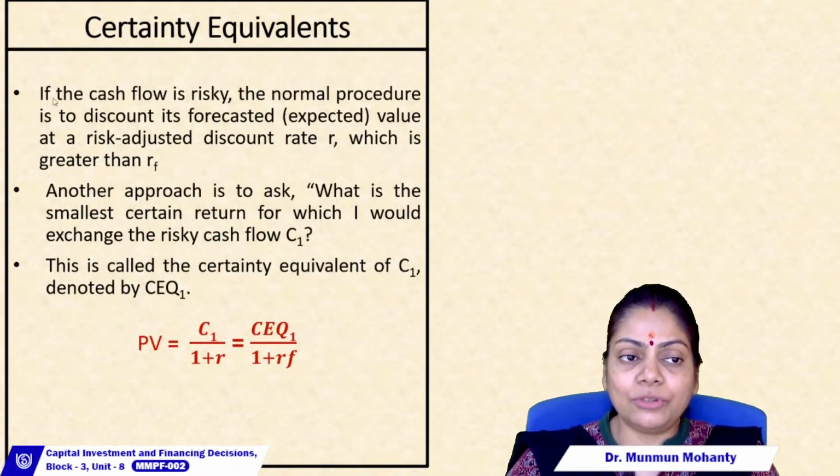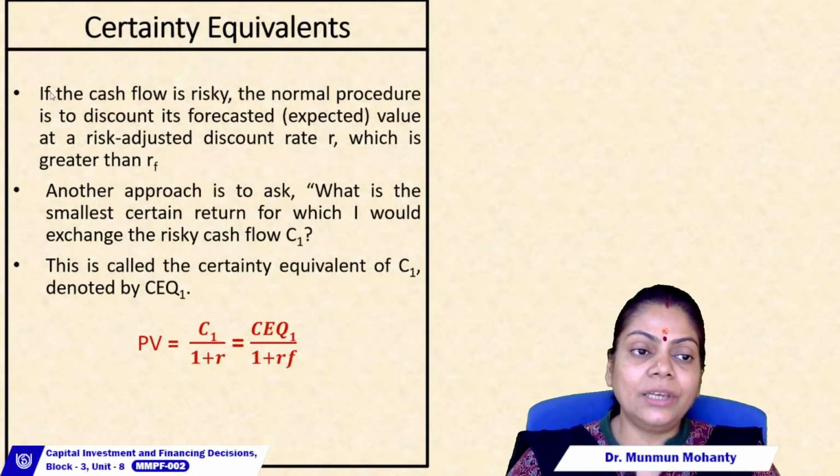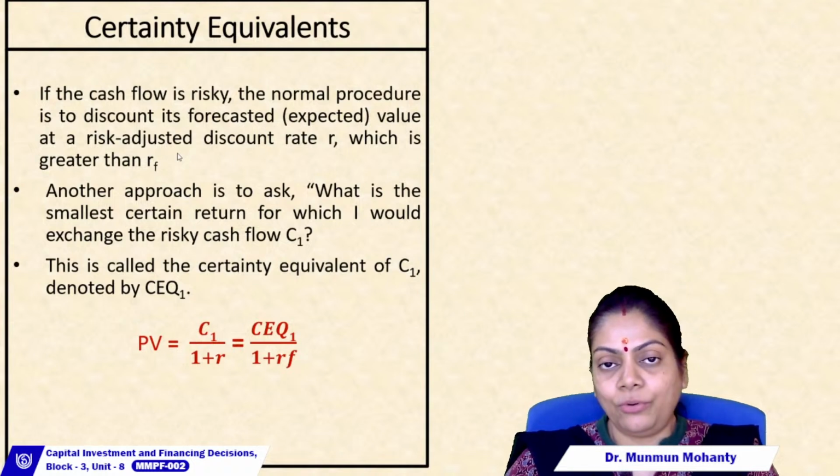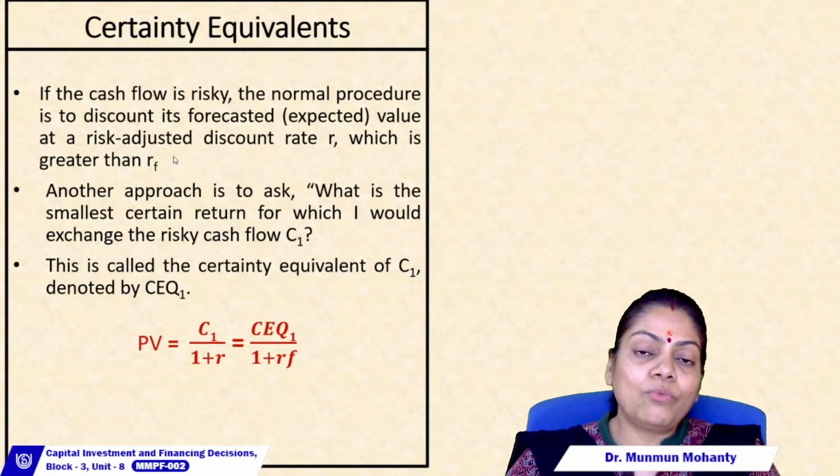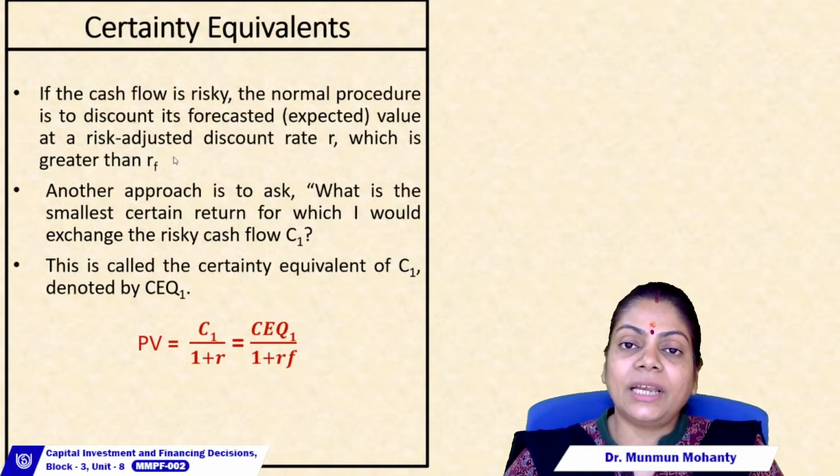Now, it's a pertinent question I'm asking here: if the cash flow is risky, can I do the normal procedure? No, I cannot, because RF cannot be used, because RF is the risk-free rate of return. Then what is that rate of return which I can use?